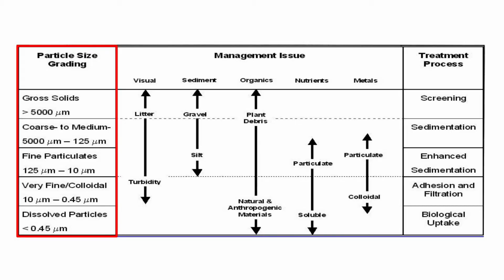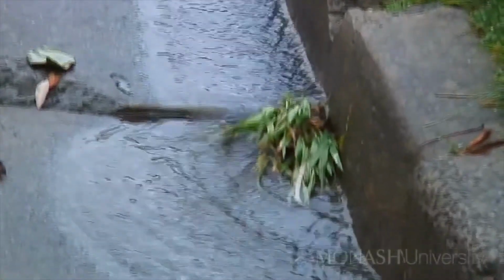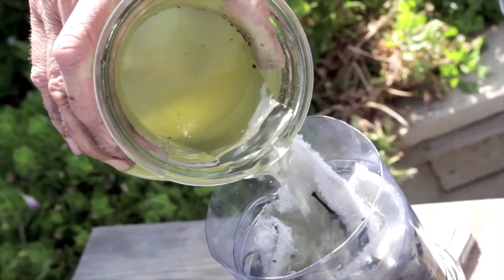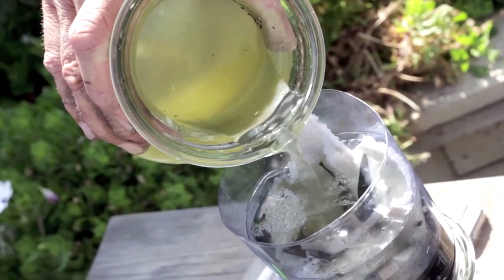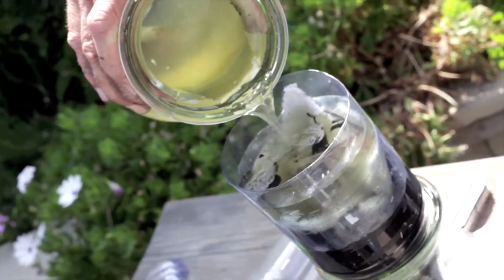And you get further down to what we will refer to as fine particulates and very fine or colloidal particulates. The only way that you often can see them is in the cloudiness of the water. Every time it rains, if you look at the water that runs off the road, you'll find that it is often very cloudy or highly turbid, as we call it.